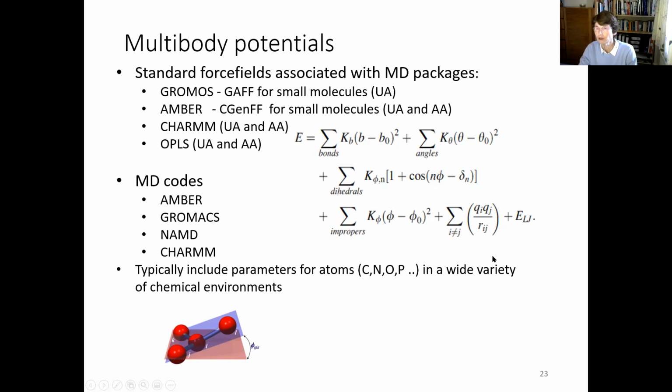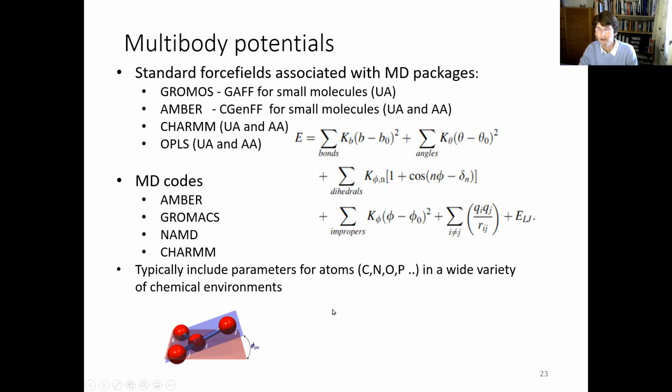And then we want to include, as I said before, the Coulomb interactions and the Lennard-Jones interactions. So there are parameter sets for many, many different types of atoms, but you also need to say there's not just one type of carbon atom. There are carbon atoms that are doubly bonded, carbon atoms that are bonded to different atoms. So depending on the environment, you have a lot of different types of these atoms, particularly for carbon, but also for nitrogen and oxygen as well.